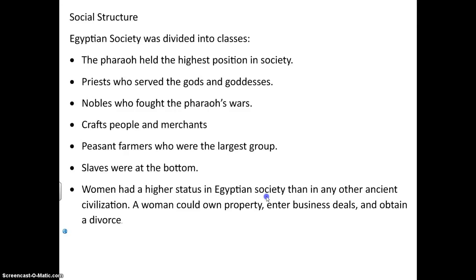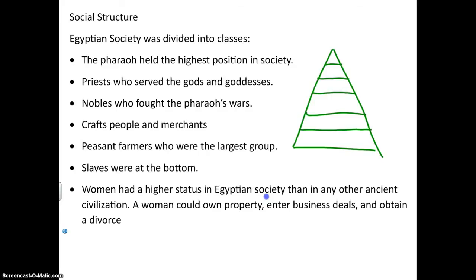Egyptian society is divided into classes. Again, we've talked about this before, where it's a pyramid structure. You had the pharaoh and his family on the top, the priests who served the gods and goddesses next, then the nobles who fought in the pharaoh's wars, all your craftspeople and merchants, peasant farmers, and then finally the largest group, the slaves, on the bottom.